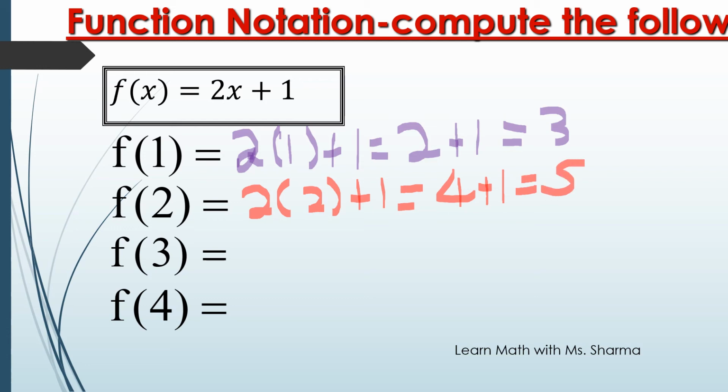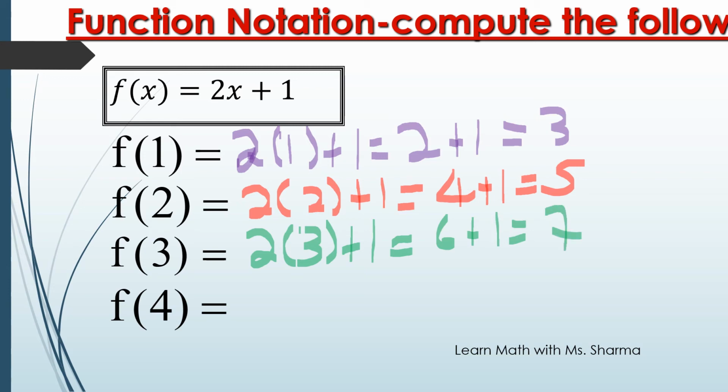When x is 3, what is the value of f of x? So we plug in 3 in place of x and simplify. So 2 times 3 is 6 plus 1 is 7. When x is 4, what is f of x? So we plug in 4 in place of x and simplify and find the value for f of x. So 2 times 4 plus 1. 2 times 4 is 8 plus 1 is 9. So the f of x values for the corresponding x values are 3, 5, 7, 9.